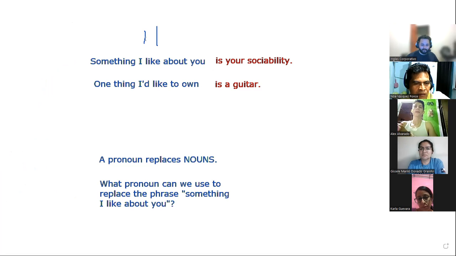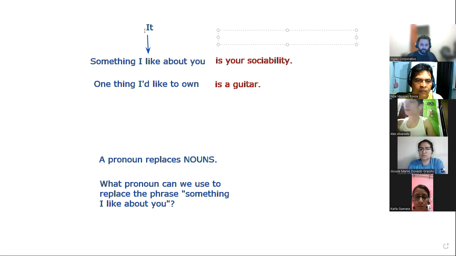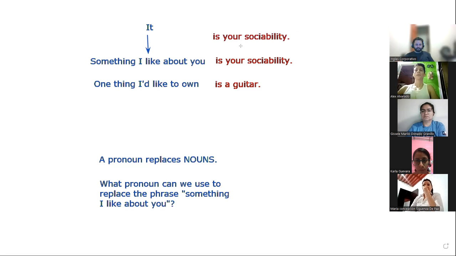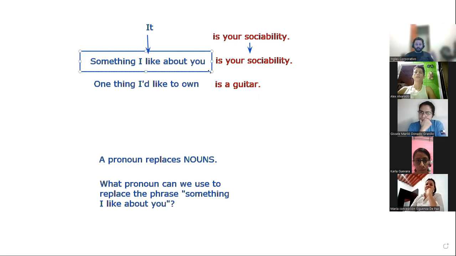So I'm replacing the whole phrase, right? The whole phrase over here is being replaced by the word "it," and then we have the complement, which would be "is your sociability." I don't know why I said responsibility, guys. But yes, it is your sociability. That's why I want you to understand why it's called a noun phrase. It's called a noun phrase because the whole phrase works as a noun. Toda la frase funciona como un sustantivo, okay?